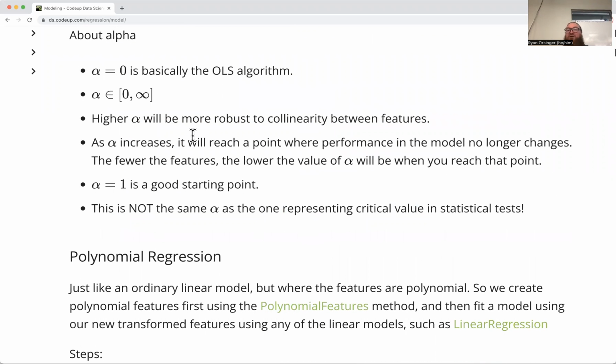However, as you're cranking your alpha up, it'll reach a point where performance doesn't change. And the fewer the features that you have, this is related to your degrees of freedom, the lower the value of alpha will be for you to reach that point. So an alpha of 1 is a pretty good starting point. Why? Because an alpha of 0 is basically least squares. And this is not the same alpha as your statistical test alpha, right? We only have so many Greek letters.